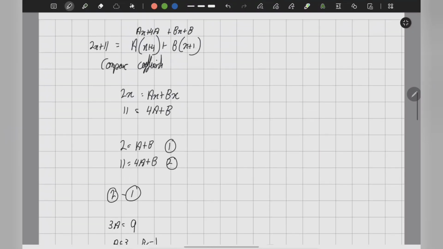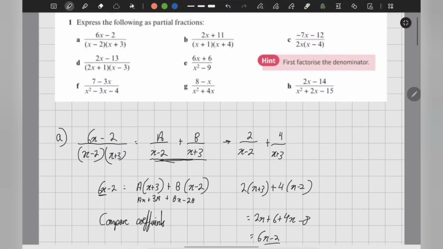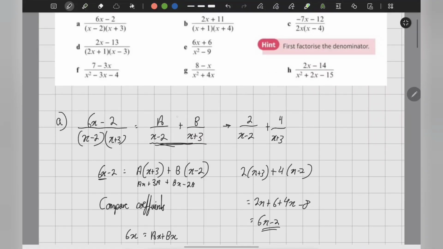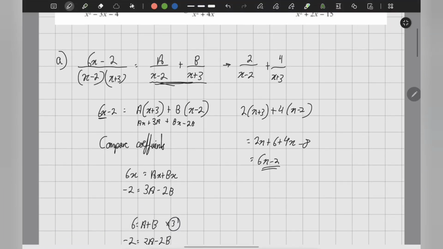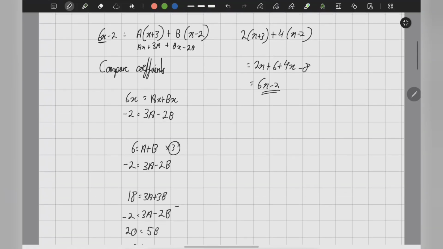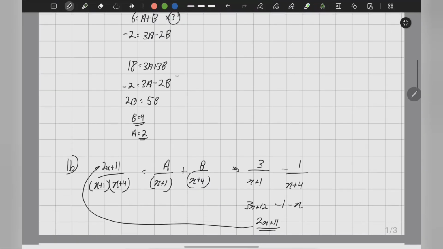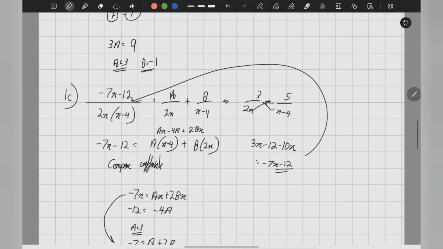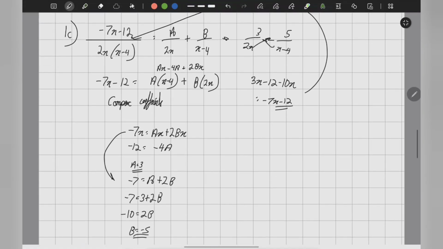It's the same process for all of these types of questions. You write it as two fractions with the denominator being each of the factors. You cross multiply to find what the numerator would be on the right side. You compare the coefficients and then you solve simultaneously, or sometimes you don't even have to, because if you have a constant like here, you get an equation for a, or you'd get b as one thing, so you don't even have to solve simultaneously.